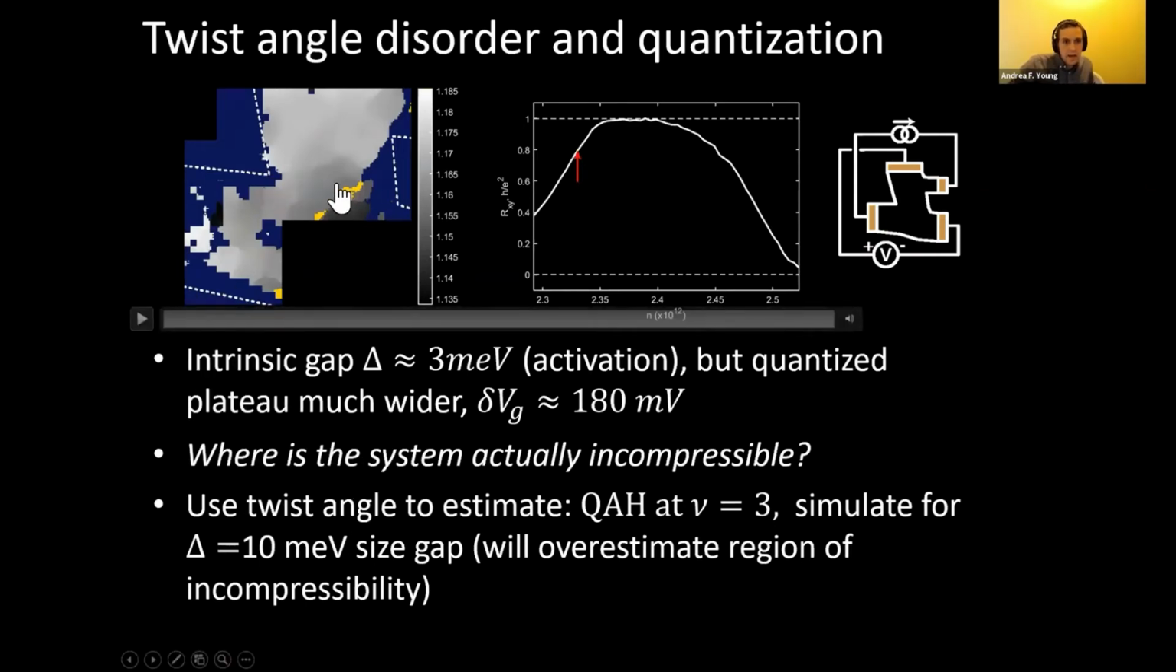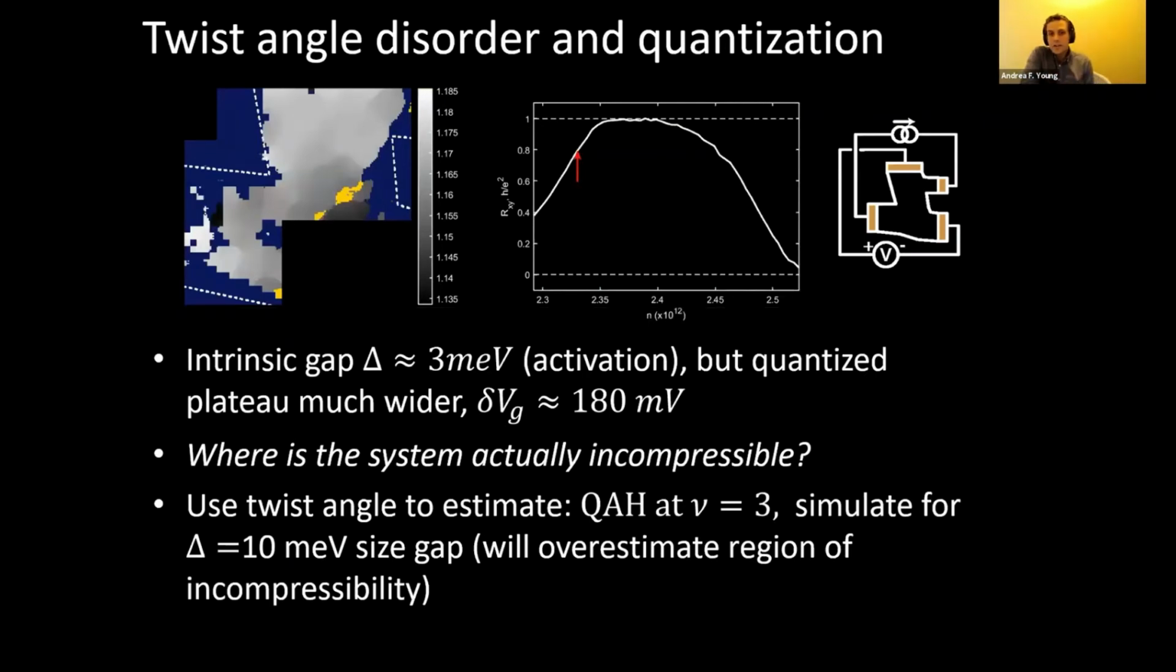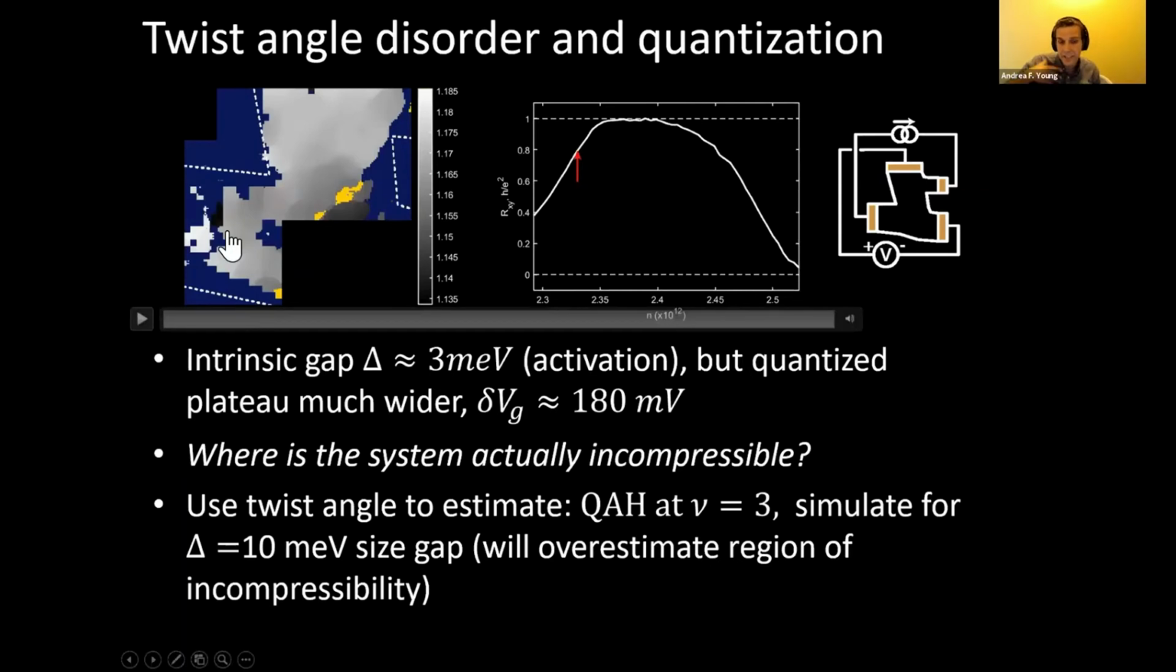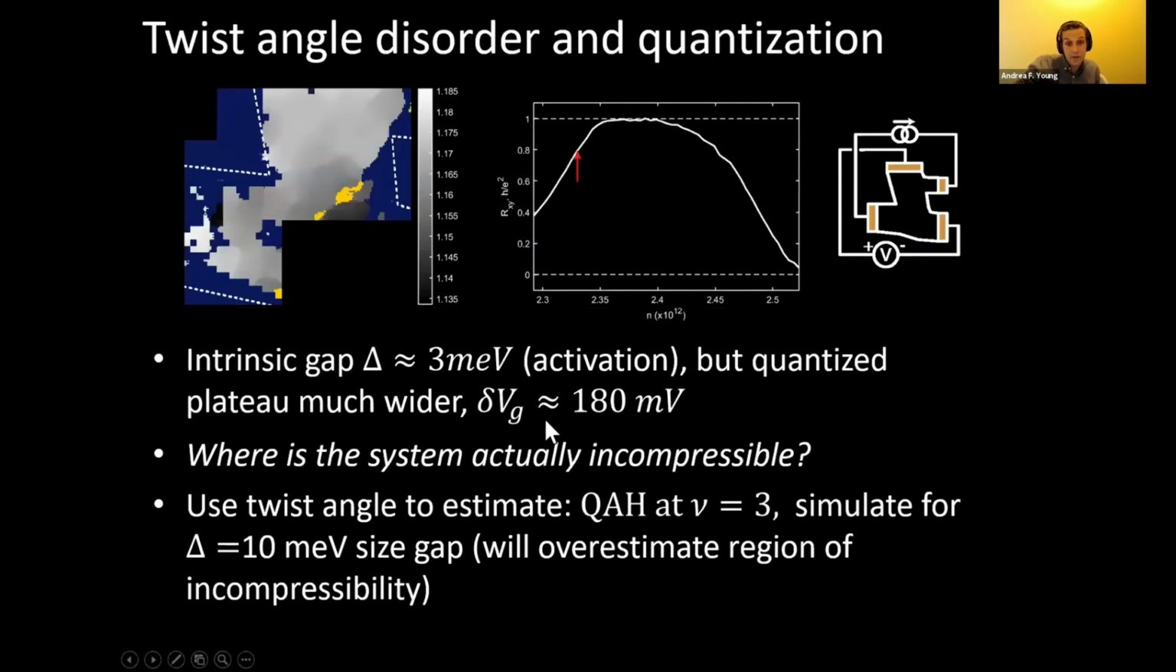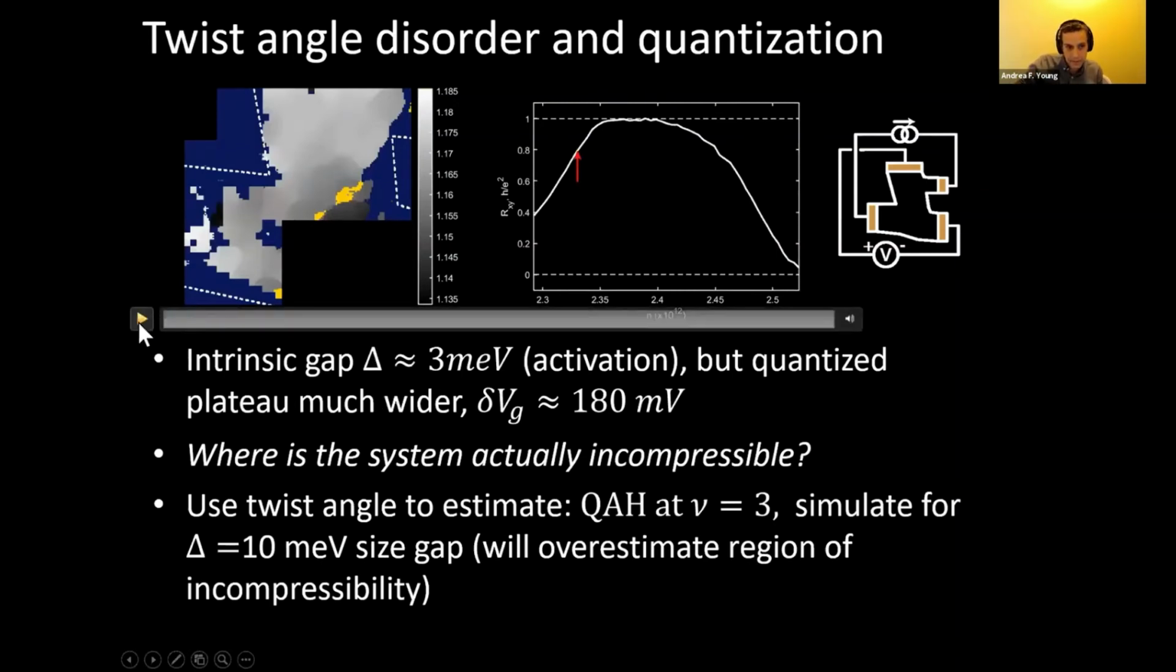visualize the region in space where, given the twist angle which we've measured, you expect to be within, let's say, 5 MeV of the right filling factor, which is where you'd think the system would actually be incompressible. We can't actually image on the spatial resolution required, so we have to construct things from this twist angle map and our assumption that the size of the gap might be, I think here we put 10 MeV to be kind of conservative. So where's the system actually incompressible? In principle, it should be on the yellow lines. That's where you're actually at nu equals 3 plus or minus 5 millivolts, okay?